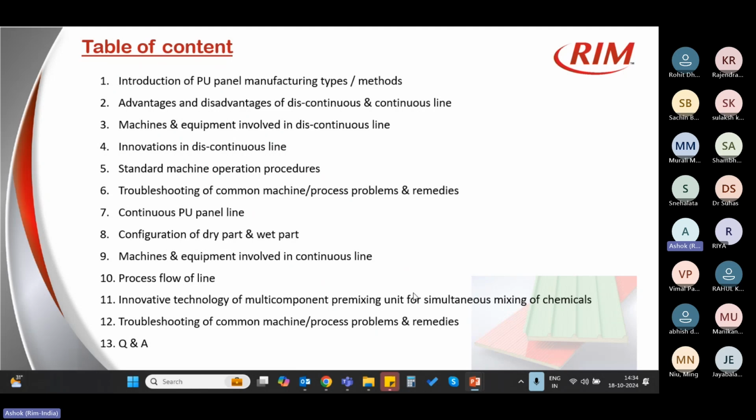multi-component pre-mixing unit for mixing of multiple chemicals simultaneously for this continuous line, and then troubleshooting of common machine and process problems and remedies. And after that, we will have 10 minutes of question and answer session.